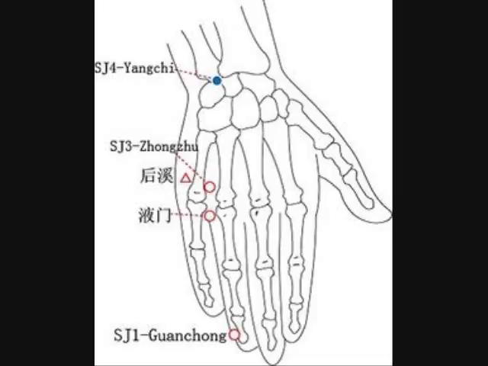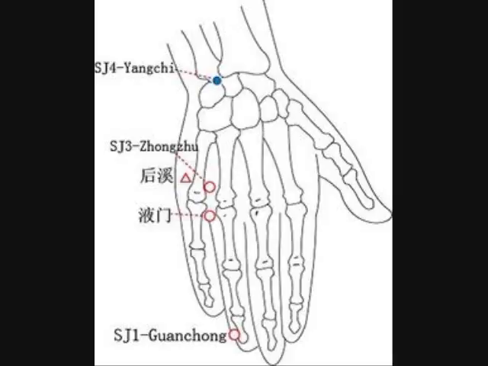The Sanjiao channel point locations. Sanjiao 1. On the lateral side of the ring finger, about 0.1 tsun posterior to the corner of the nail. Sanjiao 2. In the depression proximal to the margin of the web between the ring and small fingers.